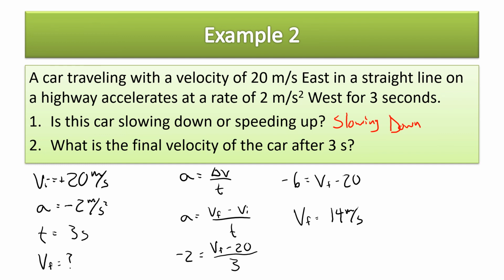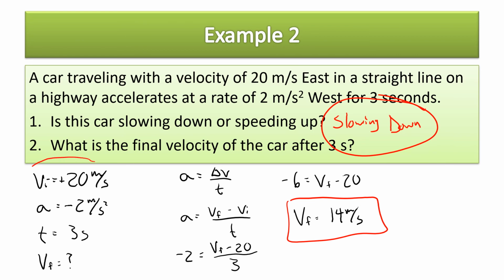Okay, so did our prediction come true? We said it was slowing down. Well, your initial velocity was 20 meters per second. Now we're moving at only 14 meters per second. So yes, the car did end up slowing down, and we are really good at physics.